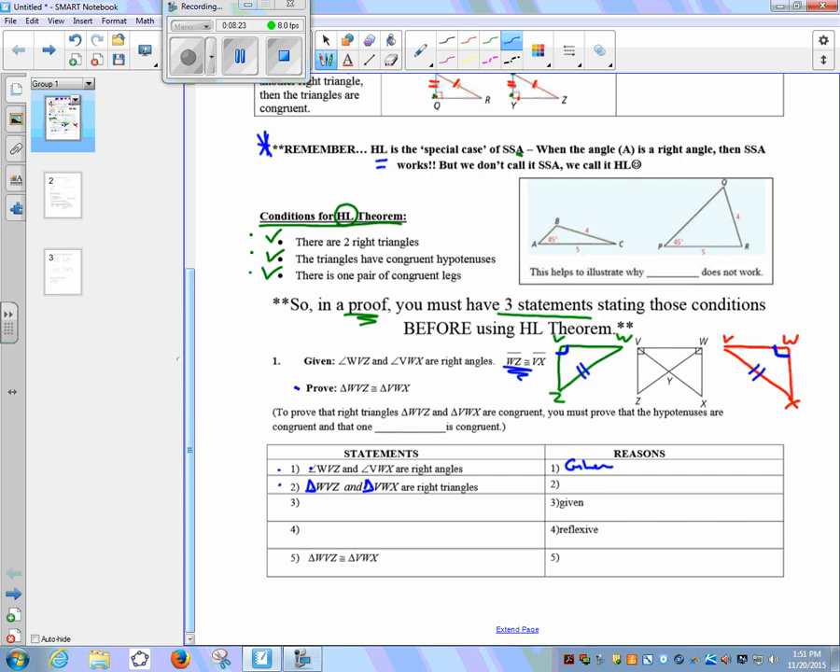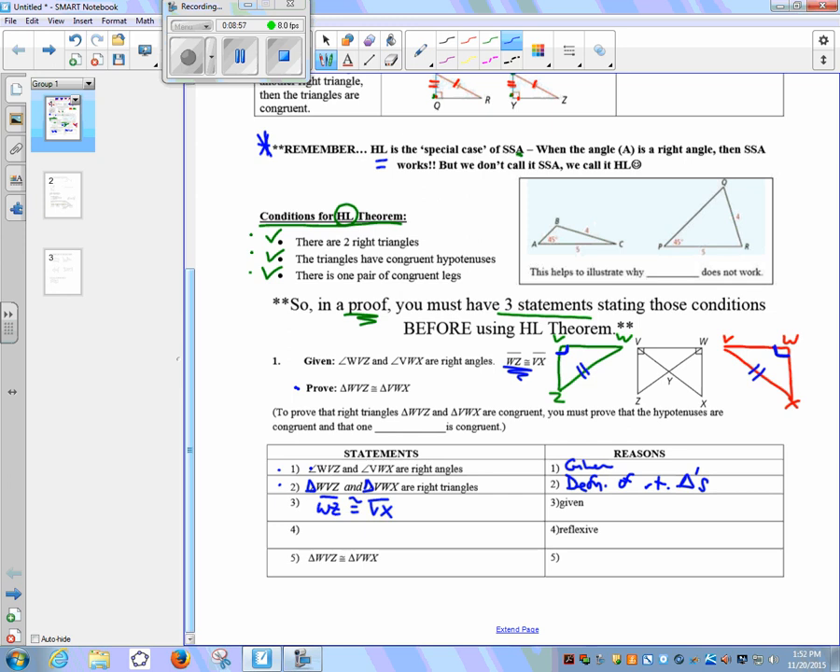So this one was angles in part 1, and statement 2 is saying, okay, well, if those angles are right angles, then these triangles are right triangles. This is going to be by definition of right triangles. A right triangle is just a triangle that has a right angle in it. Okay, so step 3 is also a given. So we're going to put WZ is congruent to VX. Those are the hypotenuses that are congruent.